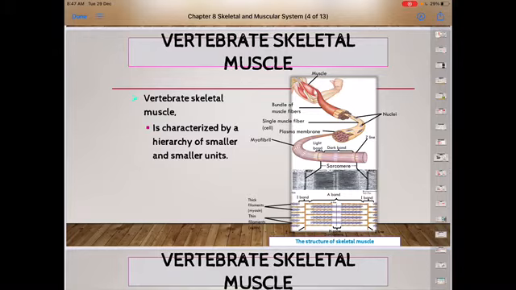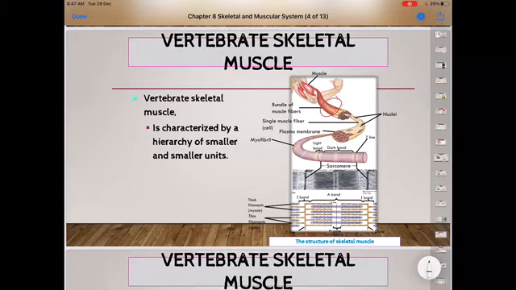Okay, the vertebrate skeletal muscle, which is attached to bones and responsible for the movement in animals, actually comes from a very small unit known as the bundle of muscle fiber. So this is the bundle of muscle fiber. This bundle of muscle fiber is actually doing the movement in our body.